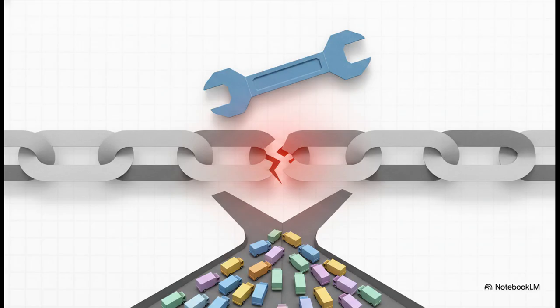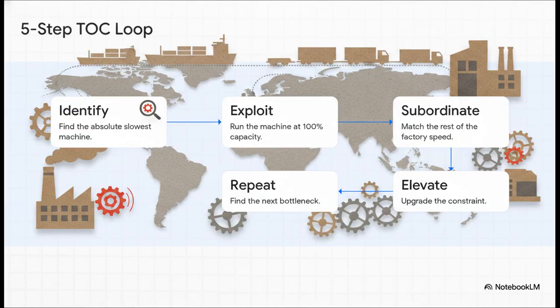Enter the theory of constraints, or TOC. Think of this as your ultimate operational tool for clearing out those massive traffic jams in your workflow. It's all based on this one simple idea. Every single system has at least one constraint, a weak link basically, that completely dictates the speed of the entire operation. So, how do we fix it? Well, it builds into this really practical 5-step loop to systematically eliminate those weak links.